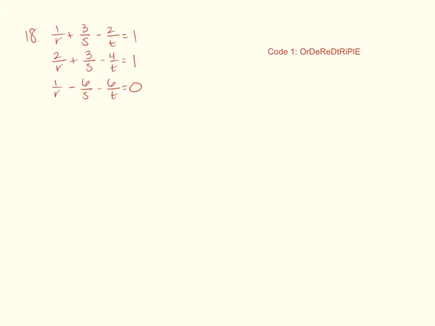Okay, now let's look at 18. 18 says 1 over r plus 3 over s minus 2 over t is equal to 1. 2 over r plus 3 over s minus 4 over t is equal to 1. And 1 over r minus 6 over s minus 6 over t is equal to 0.